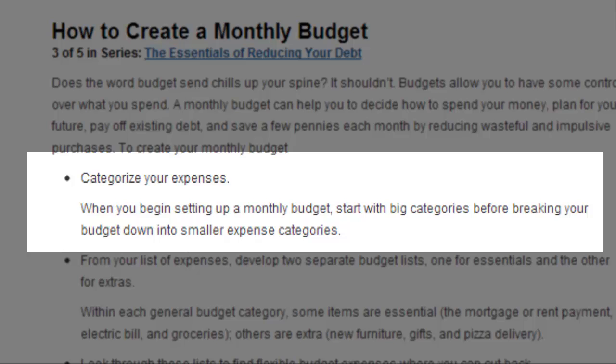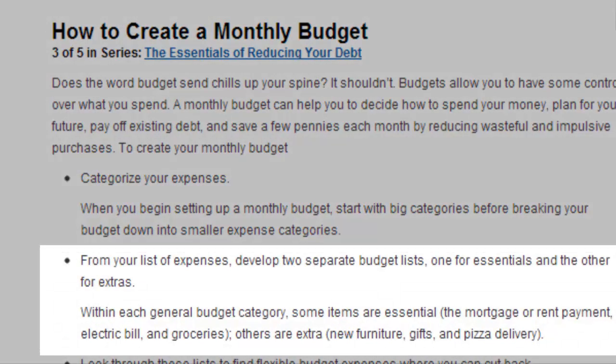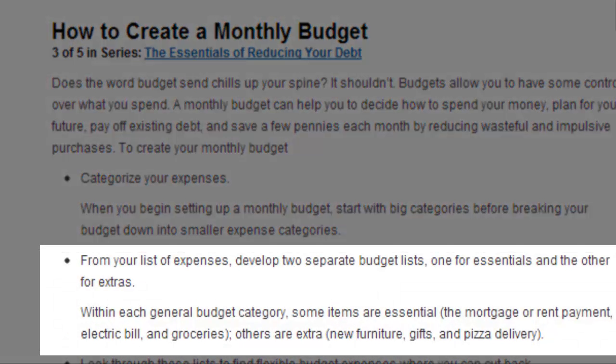That's not helpful for readers who have never made a budget. They're not going to understand what sorts of categories there are or could be. A list of suggested categories is a must here. Bullet 2. From my list of expenses, develop 2 lists. Well, that's wordy. From a list, make 2 more lists?